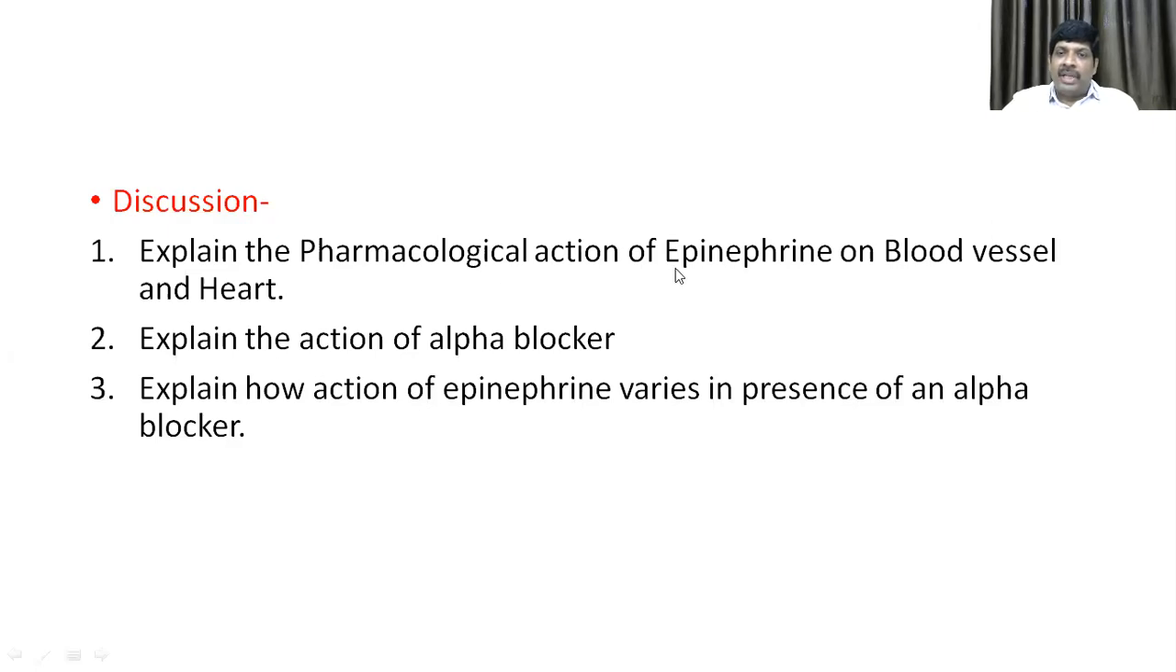Explain the pharmacological action of epinephrine on blood vessels and heart. Explain the action of alpha blocker. Then explain how the action of epinephrine varies in the presence of alpha blocker. You need to explain: epinephrine, what all receptors does it act on? What is the pharmacological action of epinephrine on the cardiovascular system, blood vessels and heart? And then, what is an alpha blocker?